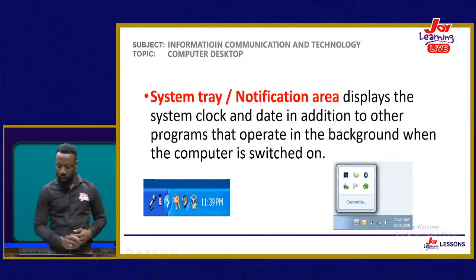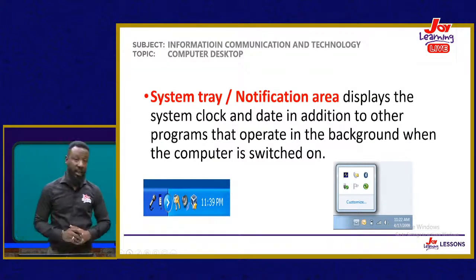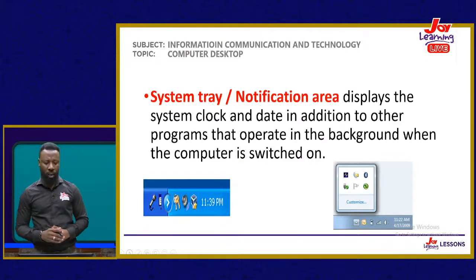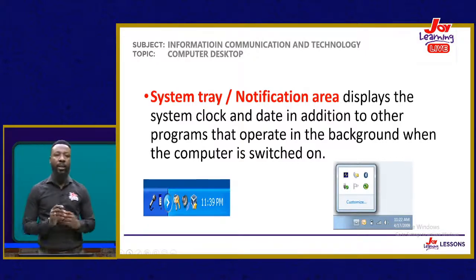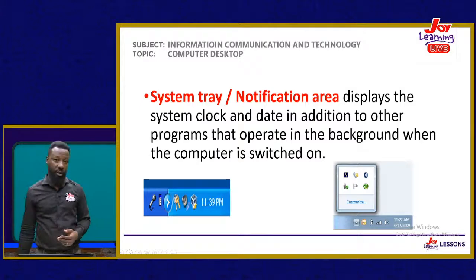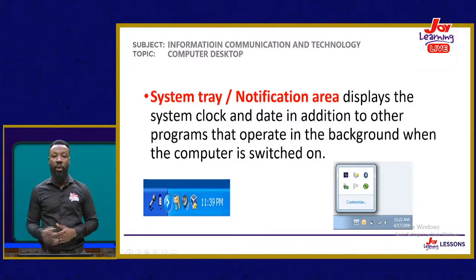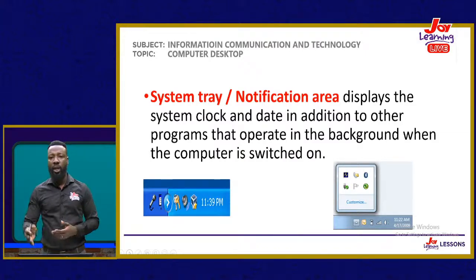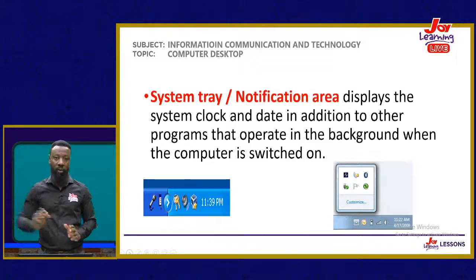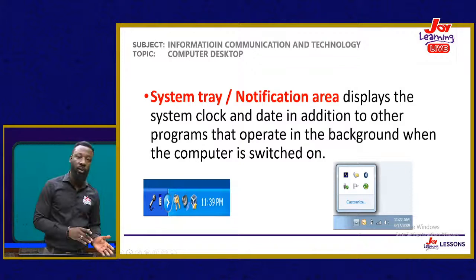So if you look over here, we have what we call the system tray. Now, someone will say, why do we have system tray and notification area? This is because our syllabus requires that we use either XP or Windows 7. We can still use Windows Vista, but we cannot use Windows 8 or 10 or any of the above. Those from 8 upwards, we cannot, because our syllabus restricts us to Windows 7.